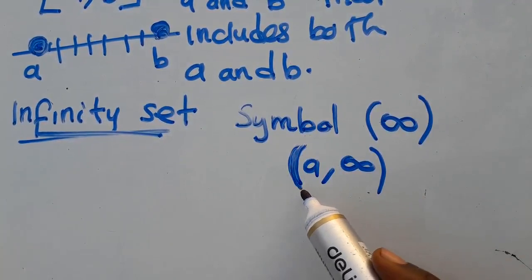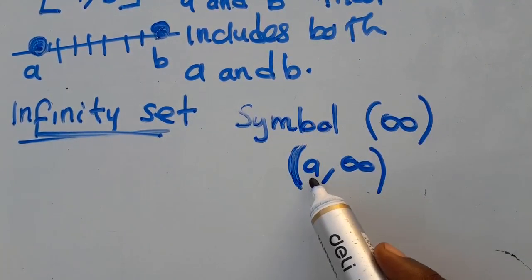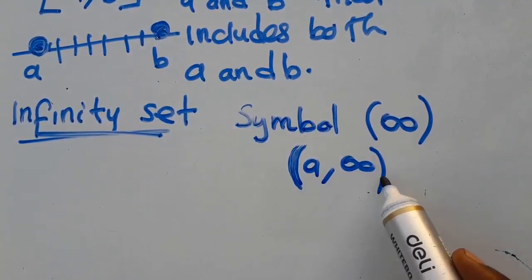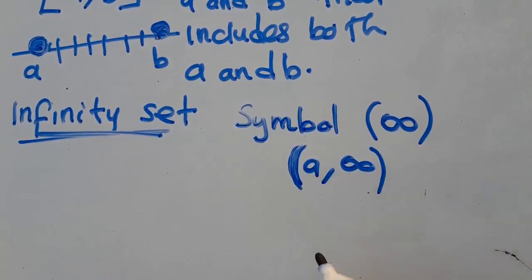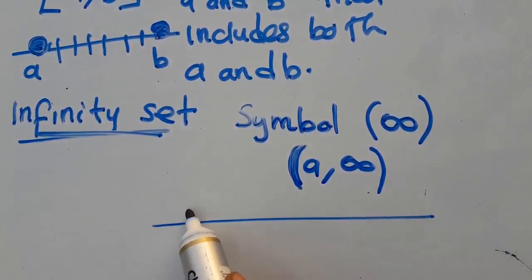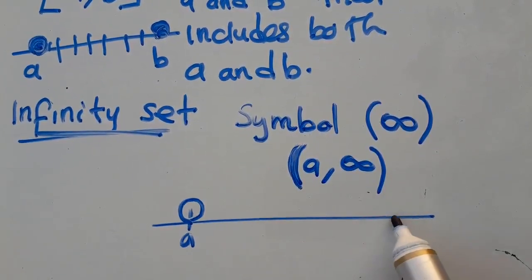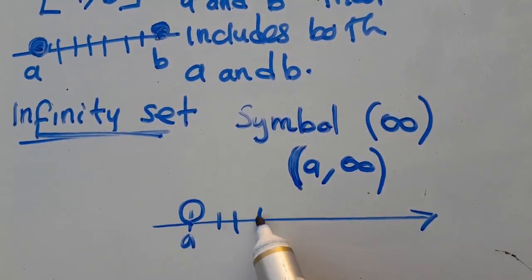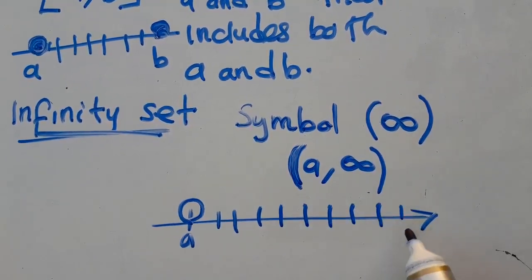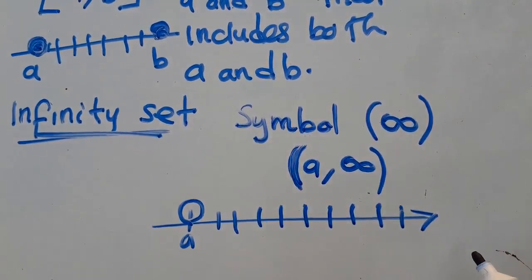So this is a set of numbers from A to infinity, but A is not included. So this can be like this. If A is here, let's say A is here, so A is not included, you do this. Then you just put an arrow here, showing you that this is the part you are interested in. It is just going, it is what? Infinite, not ending. This is what it means.